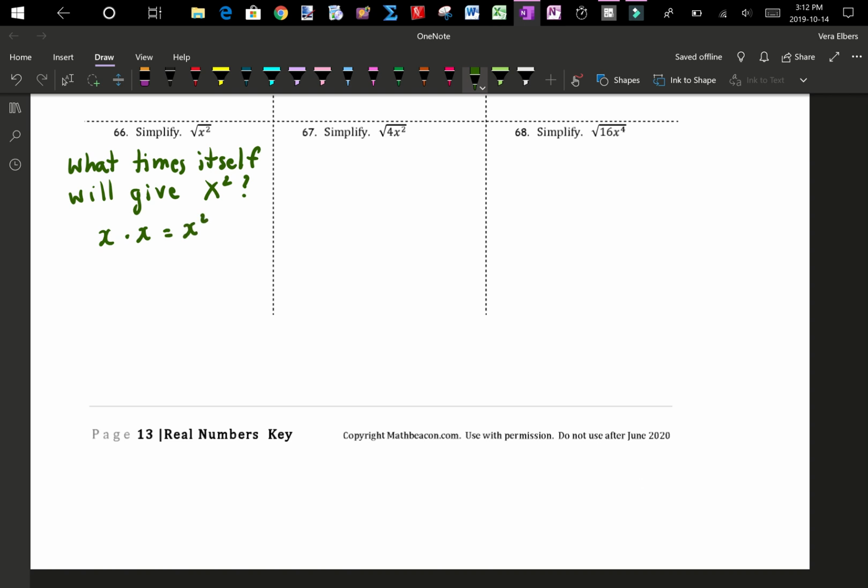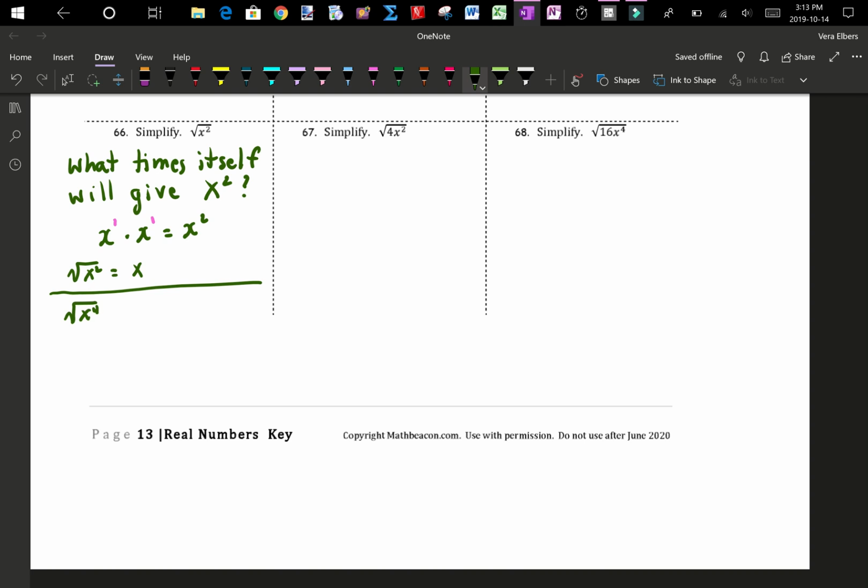Remember your exponent rules. If you have an exponent on a variable and you're multiplying the variables together, so x to the 1 times x to the 1, you add your exponents, 1 plus 1 is 2, so you get x squared. That means that the square root of x squared is equal to x. Let's say we have the square root of x to the 4.